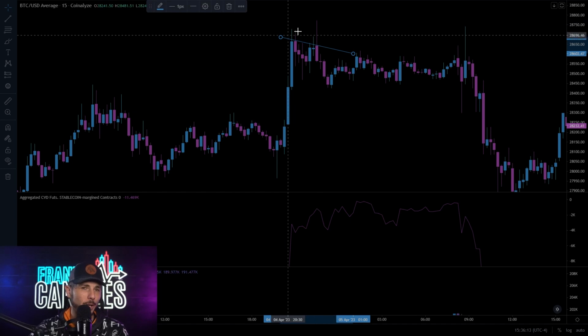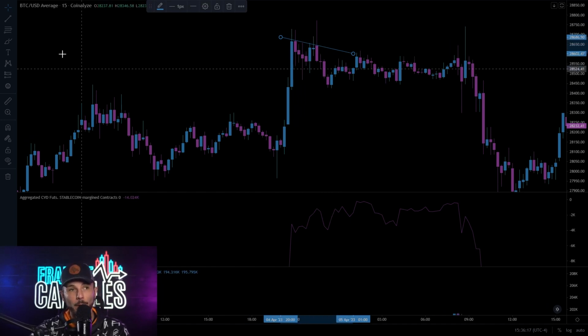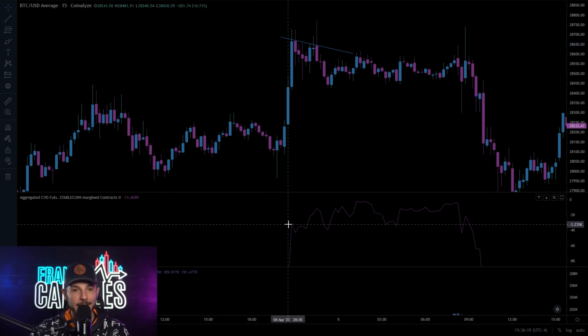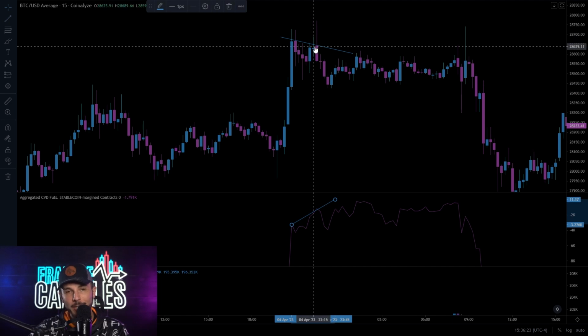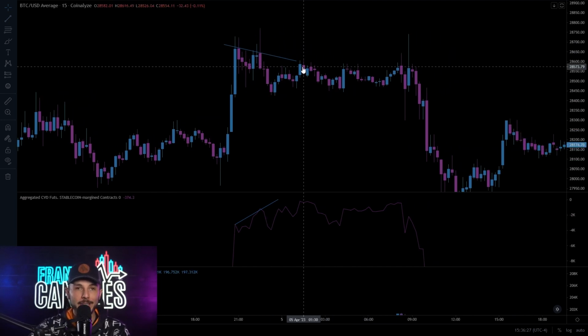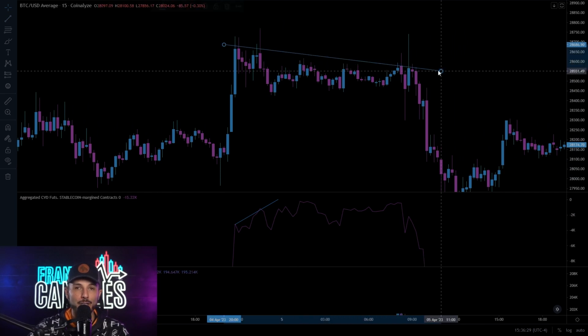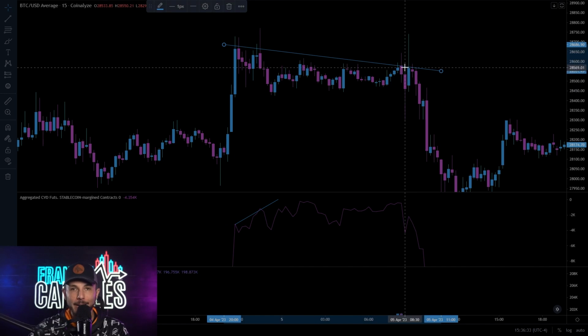I know you could look at the wicks as well, but I typically look at the candle bodies, and you can see we have a lower high here with our CVD making higher highs, just like this. And what happens? We initially get a decent little dump to the downside, but you can see we actually still have bearish CVD divergence forming throughout this entire range, giving us another lower high over here.